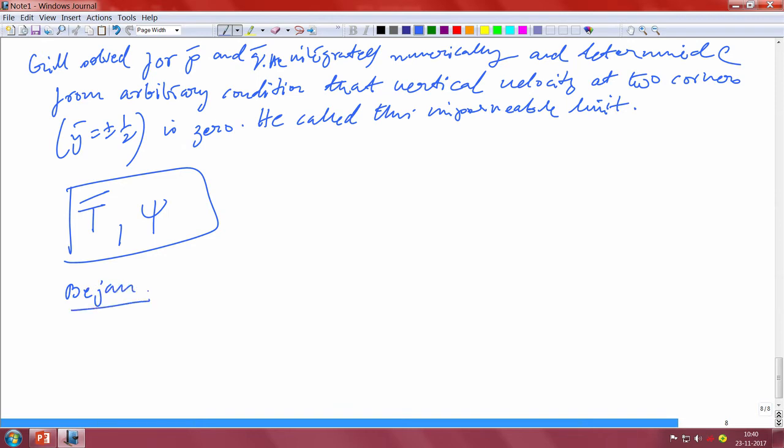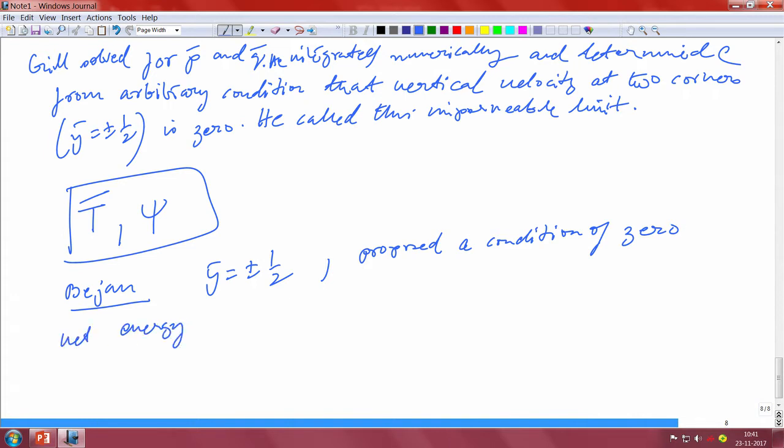He proposed something as a substitute for this impermeable limit where y equal to plus minus half, where the wall was taken as impermeable. So, Bejan proposed a condition of zero net energy flow, that means by convection and conduction, through the top and bottom wall.